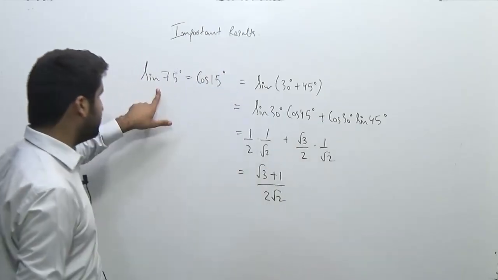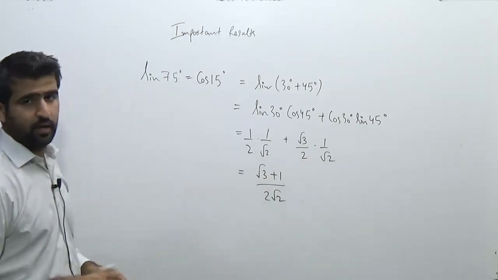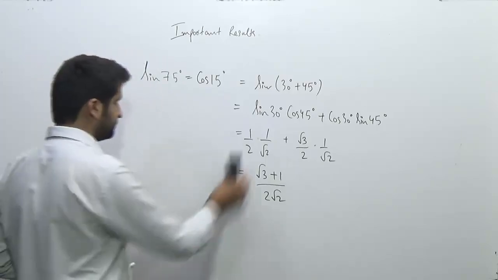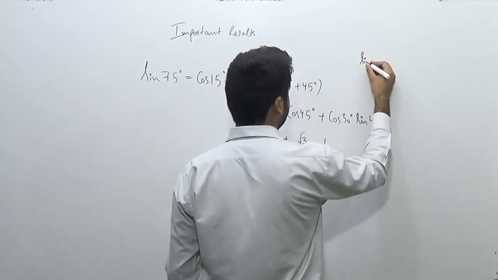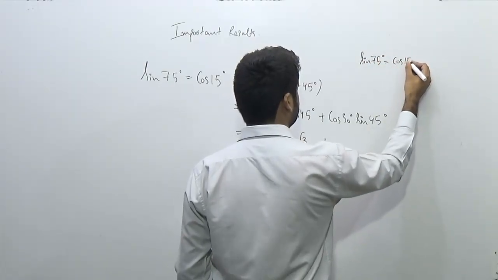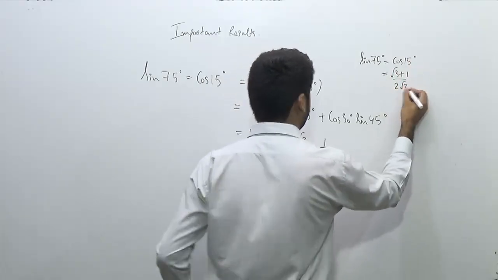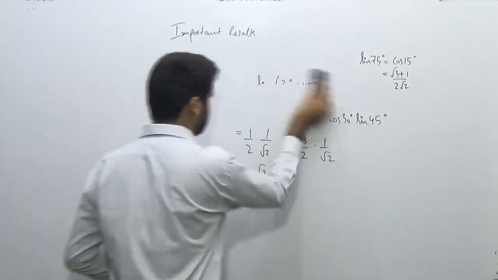So we know that the value of sine 75 degrees will be equal to root 3 plus 1 upon 2 root 2. Similarly, I am writing down these results over here: sine 75 degrees is equal to cos 15 degrees is equal to root 3 plus 1 upon 2 root 2. Similarly, we will try to find out the value of sine 15 degrees.